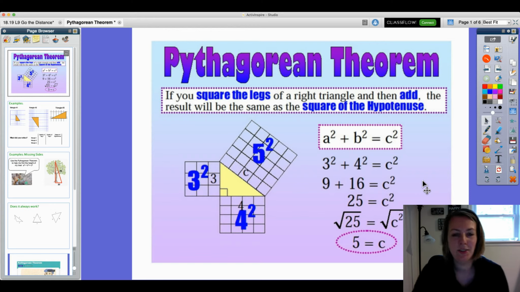Hi, everybody. So in this week, we're going to learn about the Pythagorean Theorem. Now, believe it or not, these are the two last lessons we have on this unit. And then next week, we're going to start a new unit.